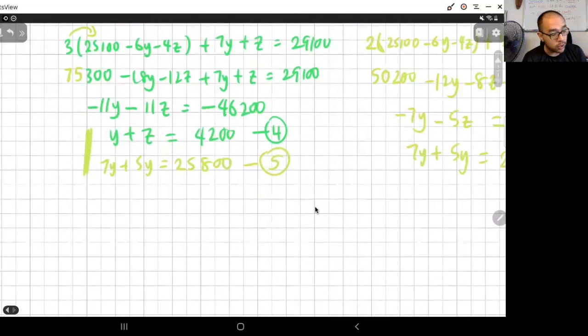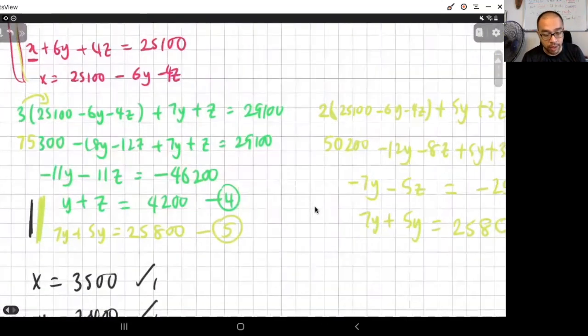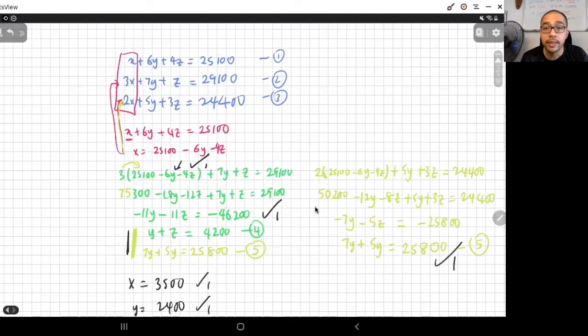I'm going to let you do this on your own, but I'm going to get x equals 3,500, 1 mark. y equals 2,400, 1 mark. And z equals 1,800, 1 mark. Okay, 6-mark question, each answer is 1 mark. So where are the other 3 marks? Okay, so first mark is this one. You substitute the x inside here correctly, it's 1 mark. You form the equation, each side is another 2 marks.